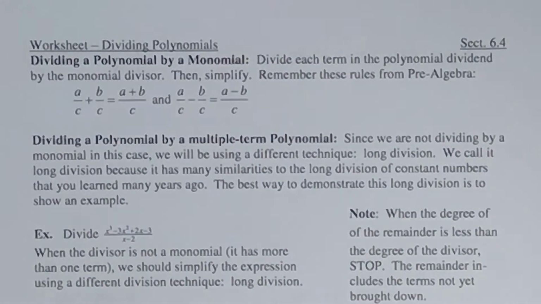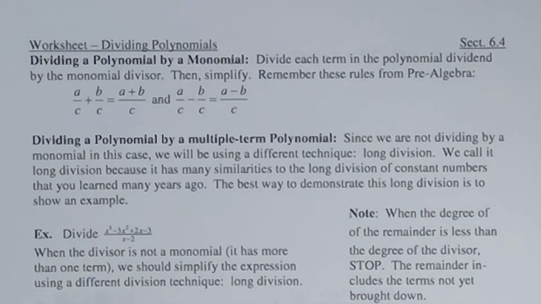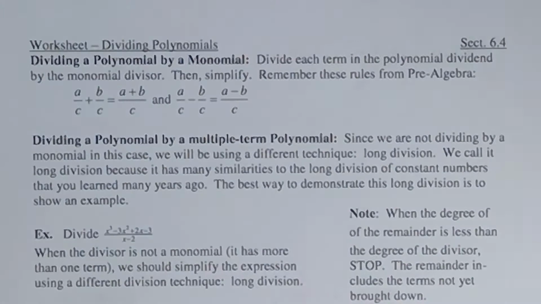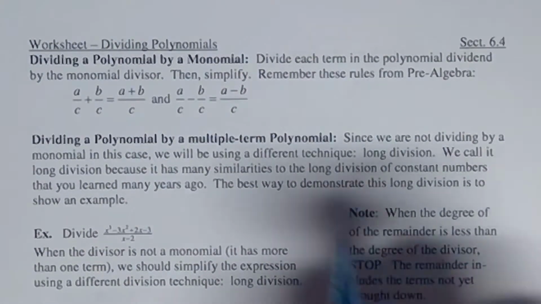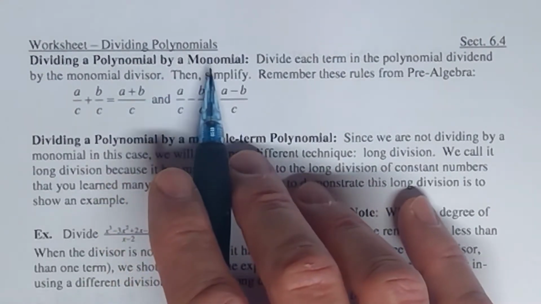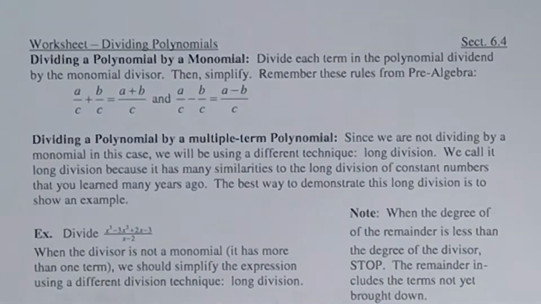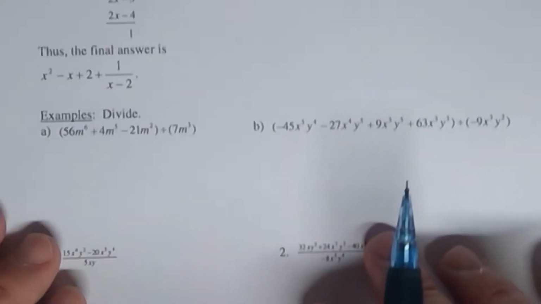So the key thing to remember, first of all, before I jump into this, is there's two different types of problems here, and we need to make sure that we use the correct method for the correct problem. When we divide a polynomial by a single term, in other words, a monomial, that's one type of problem. And you can see these problems down here.